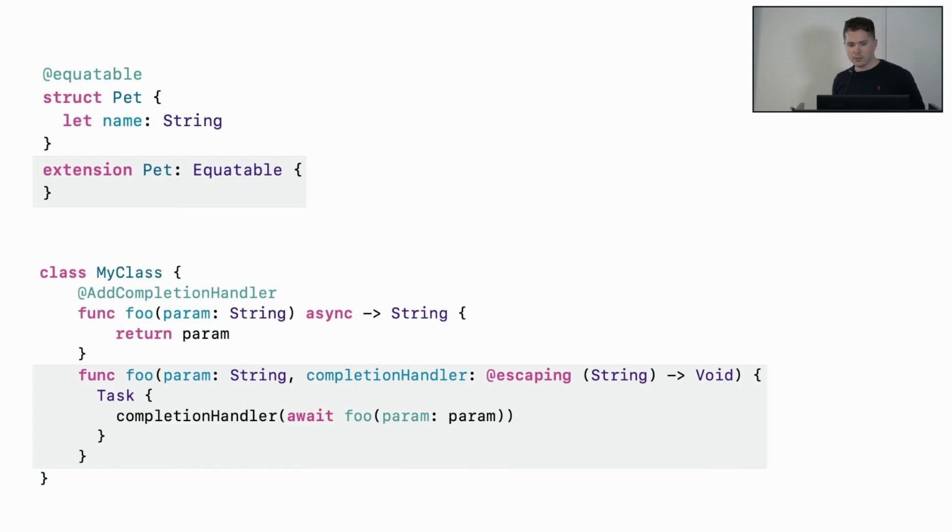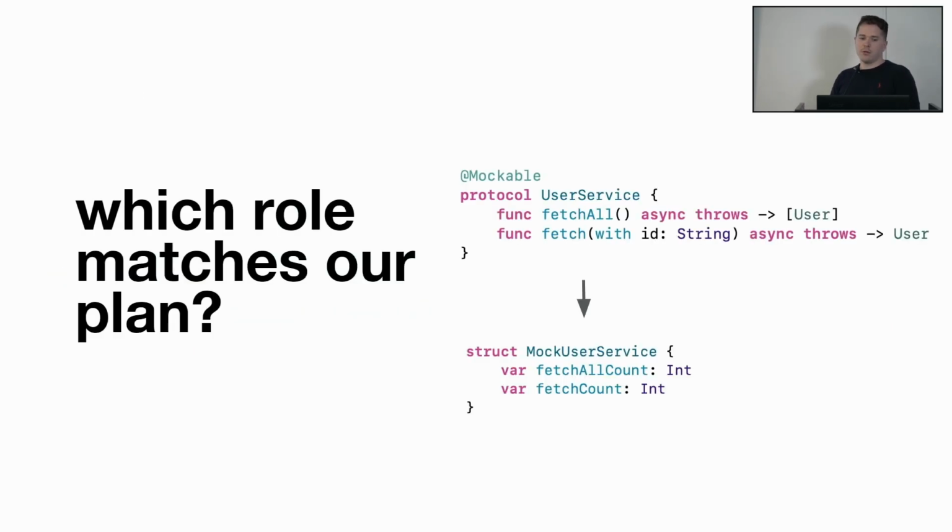And I have a question to test your attention. So this is our plan. We are planning to generate a mock implementation for our protocol. And what do you think is the appropriate role for this macro? Sorry? What do you mean, like in testing or? No, so we are right now trying to implement this macro. So this is what we want to generate from this source. And we need to determine a role for it.